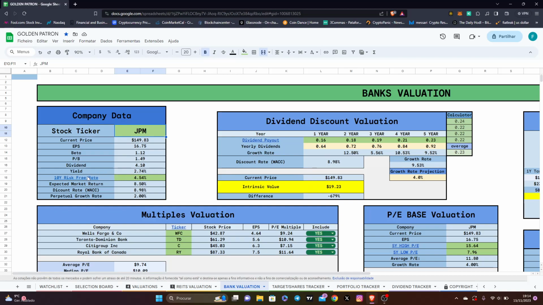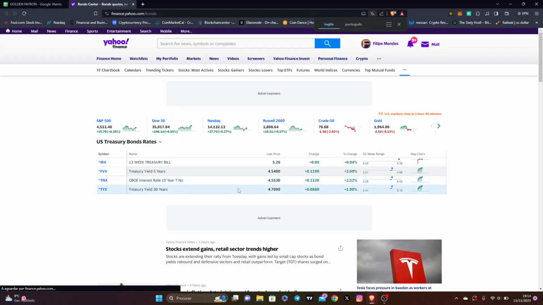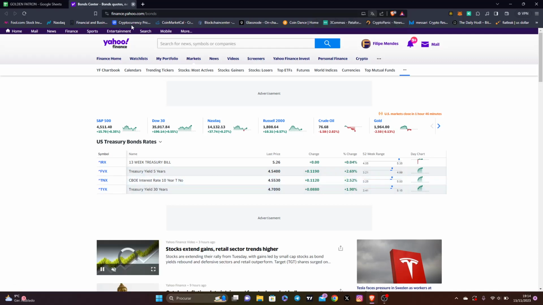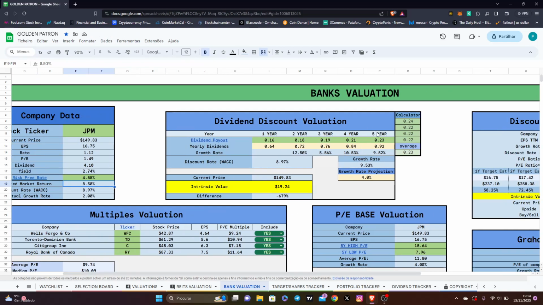So let's continue. For this, we have the link here, and we need to see the 10-year. It's at 4.55, so we plug in 4.55. And this is all set. Now we need to do our first valuation. The first valuation is the dividend discounted valuation.